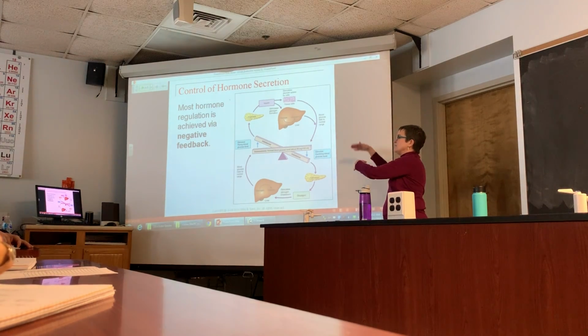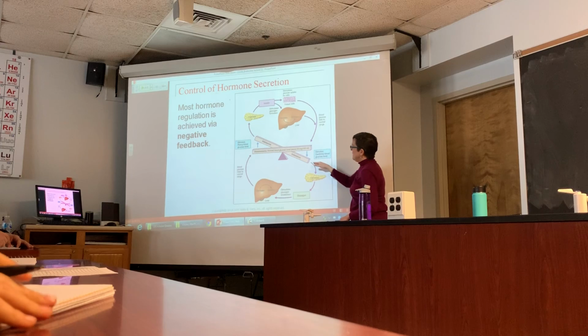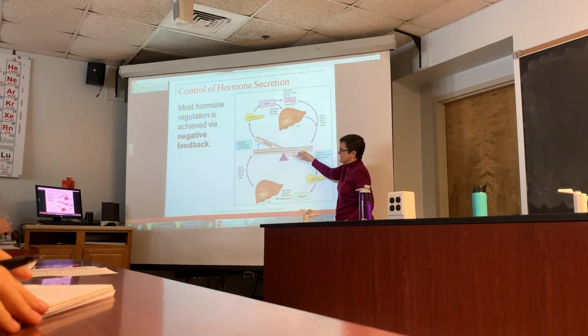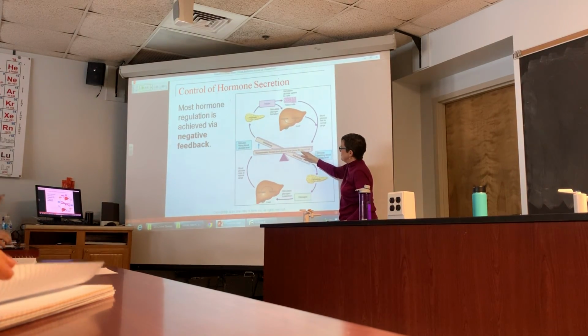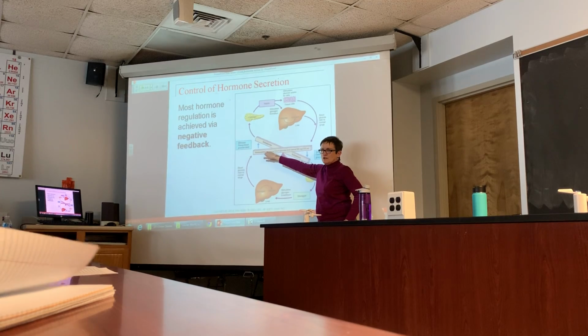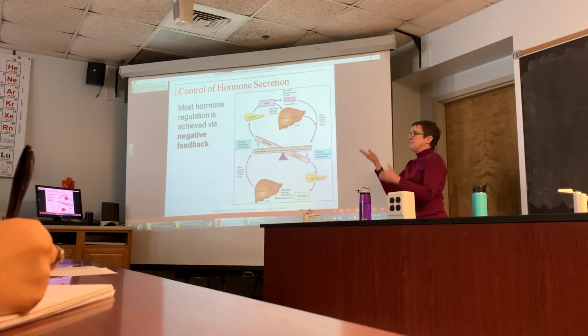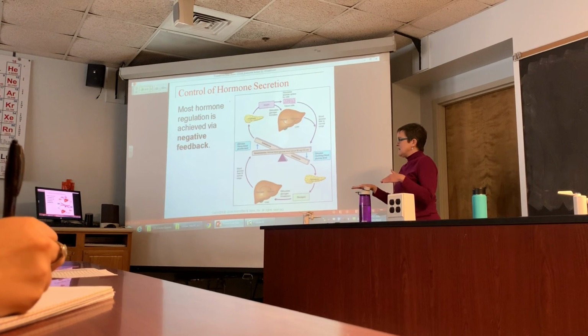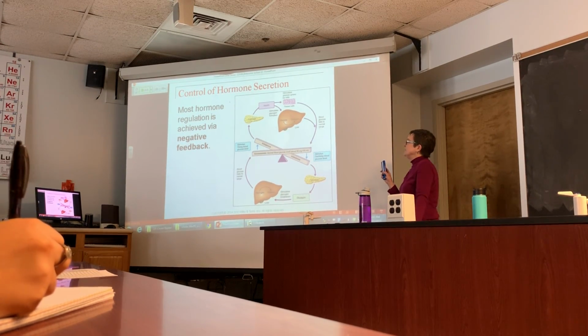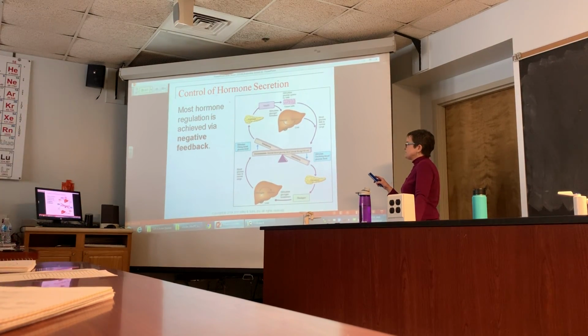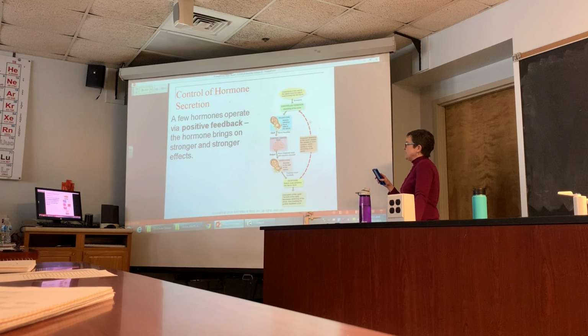You're not stimulating more insulin production, you're stopping the insulin production when you get back to normal. Does that make sense? So you're stopping insulin production when you're normal, and you're stopping glucagon production when you're normal. If you were to keep on producing it, you're going to create imbalances in blood sugar. So you want to stop doing whatever it was you were doing when everything's back to normal. And we'll see lots of examples of negative feedback.